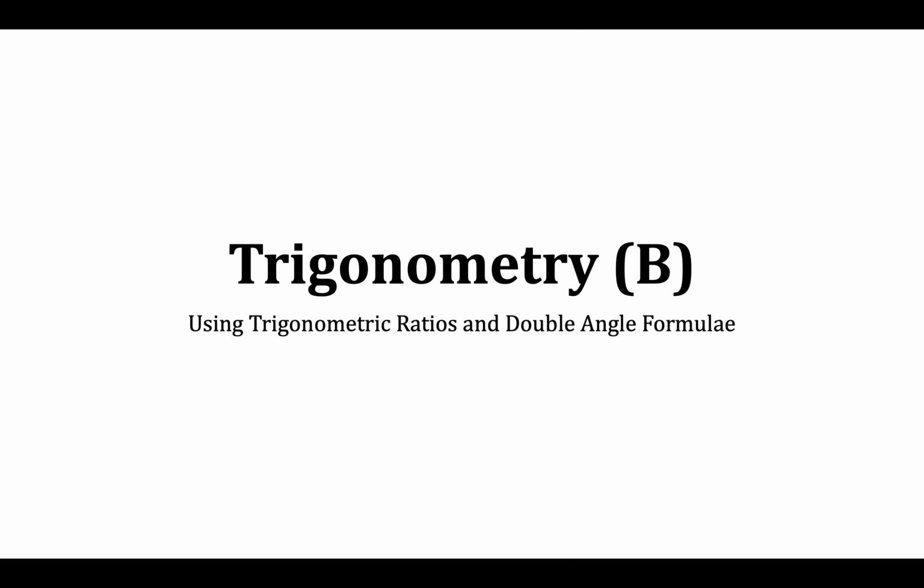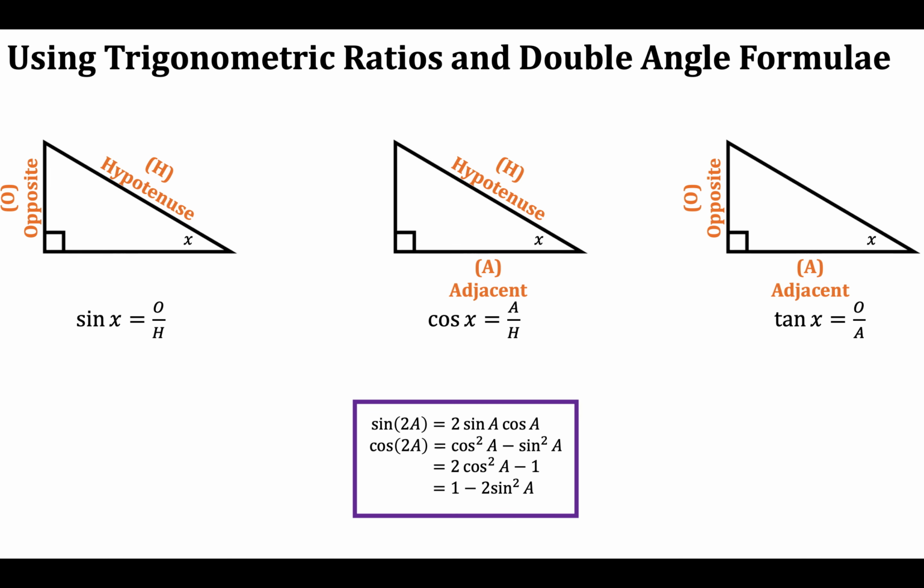In this video we're going to continue with trigonometry and we're going to use trigonometric ratios and double angle formulae at the same time. So we already know the trigonometric ratios. We know that the sine of an angle is equal to the opposite over the hypotenuse, and that's in a right angled triangle. We know that the cosine of an angle is the adjacent over the hypotenuse in a right angled triangle, and the tangent of an angle is the opposite over the adjacent.